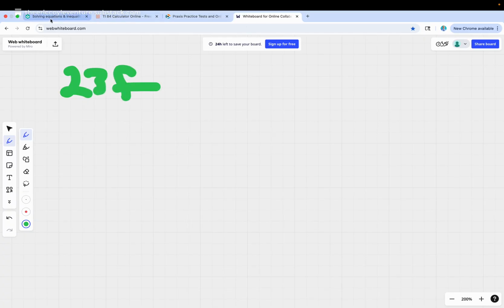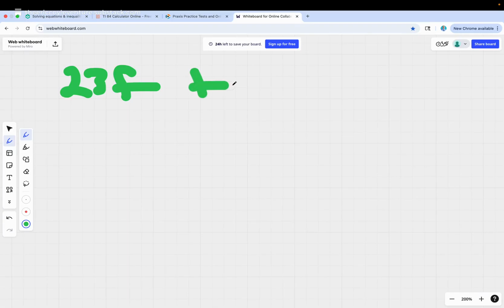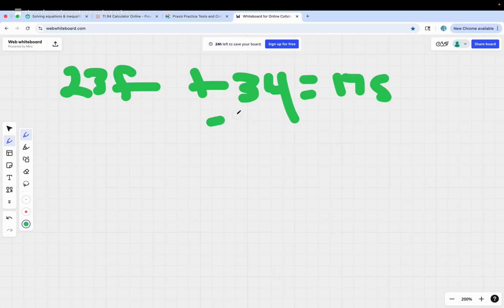23F. And then I already have 34 bags. Or 34 kilograms. Okay, equals 175. Okay, I already have that. So I'm going to minus this 34 since I already have that. So I want to see how many more I need. Alright, I wish I had the pen. That worked a little better. So we have 175 minus 34. So I've got 140.